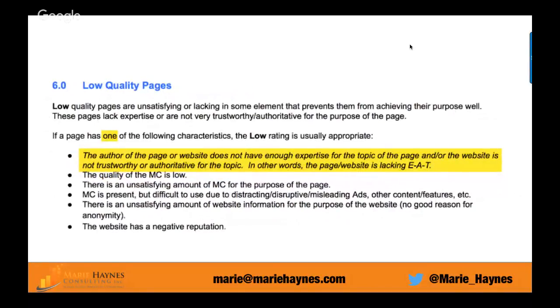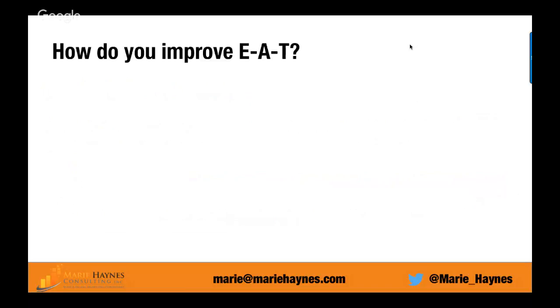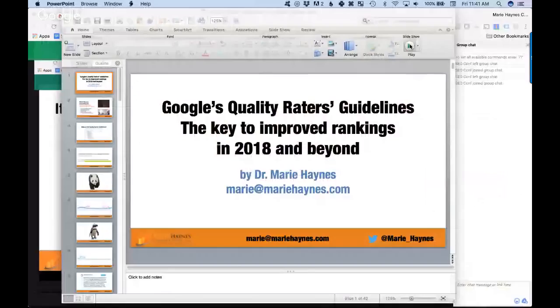Google also talks about low quality pages. Again, the very first thing they mention is if you are lacking EAT, or if the author of your website or that particular article is lacking in EAT, then this can be considered a low quality page. So this is something that we really want to pay attention to. The question here is, how do you improve EAT?